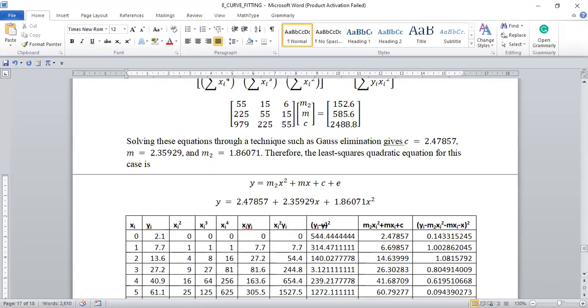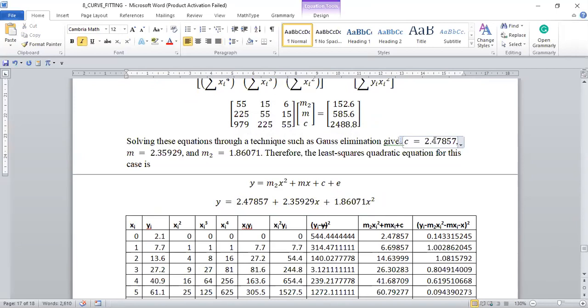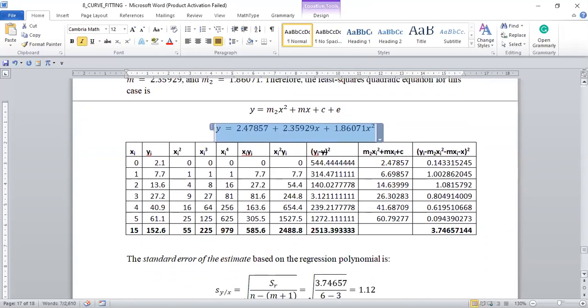So M2, we solved it. I skipped the step. So this is M2, this is M, and this is C. So this is the model for the second order polynomial we arrived at. So I have a new table.